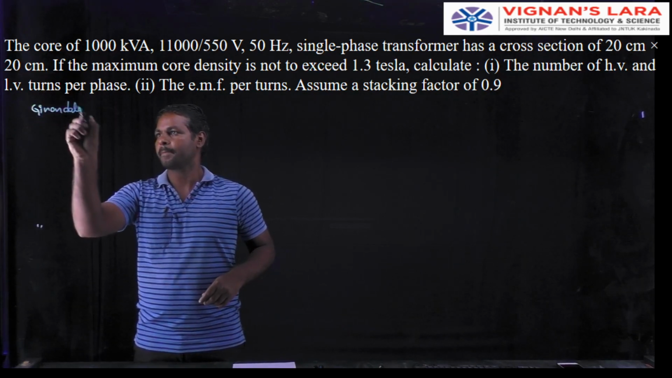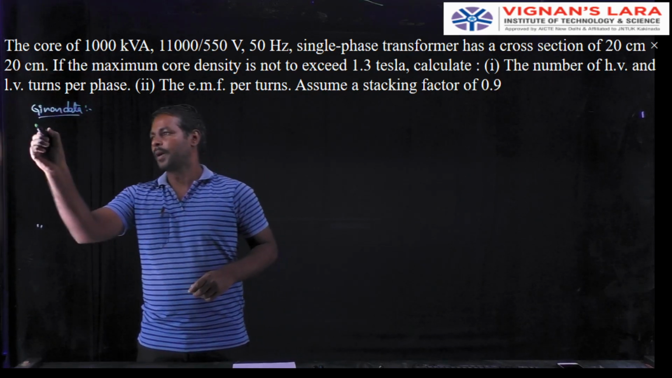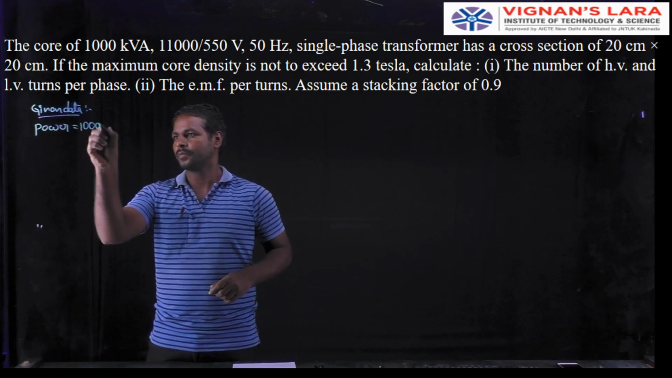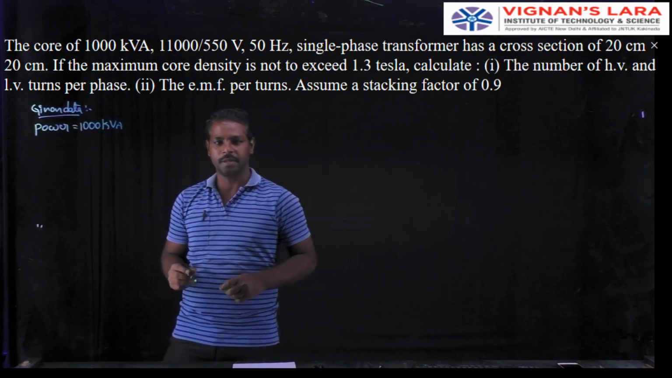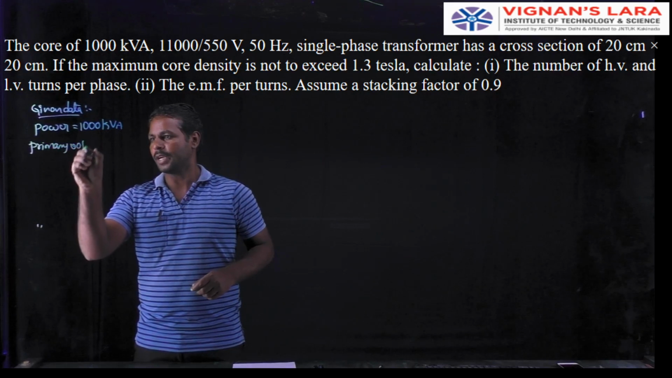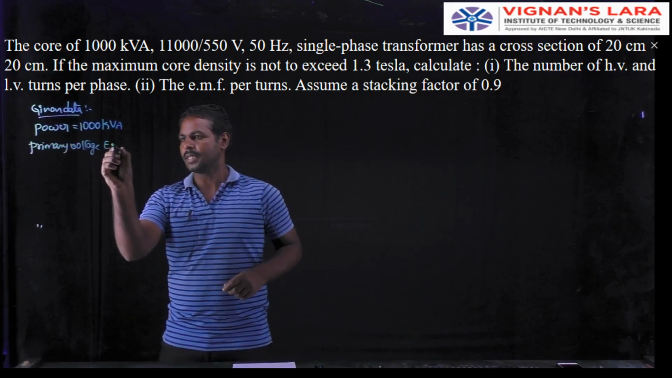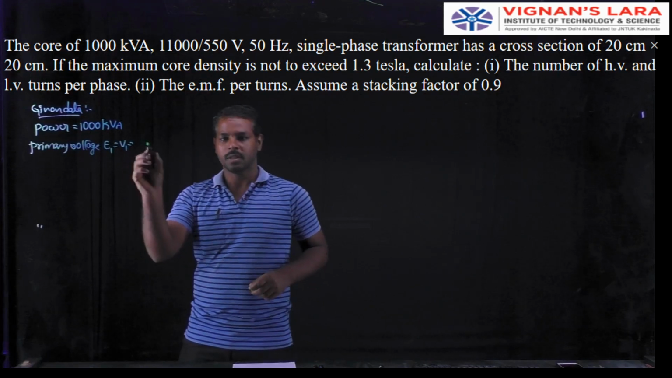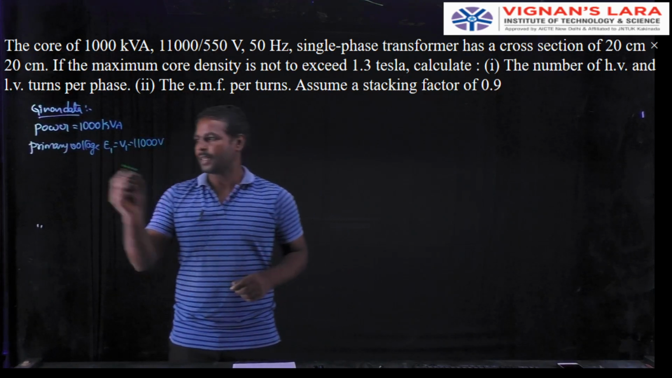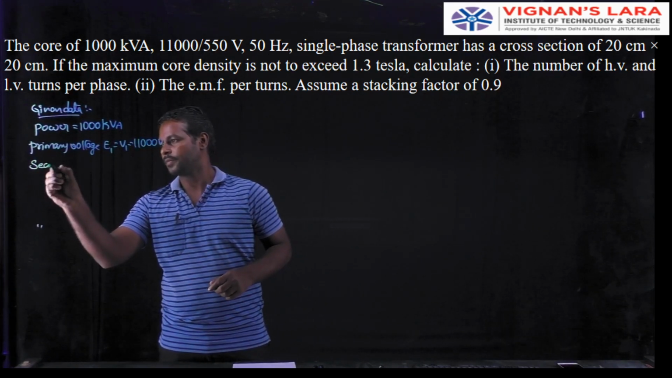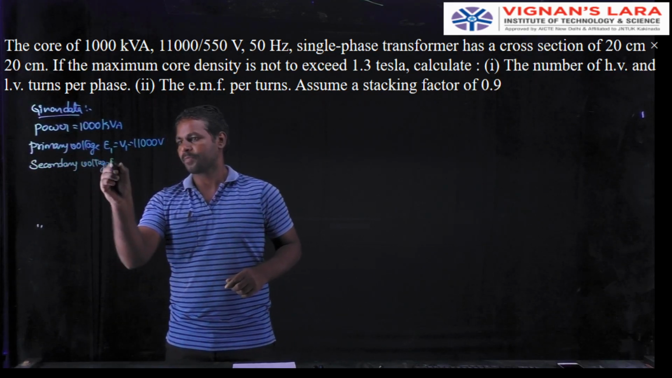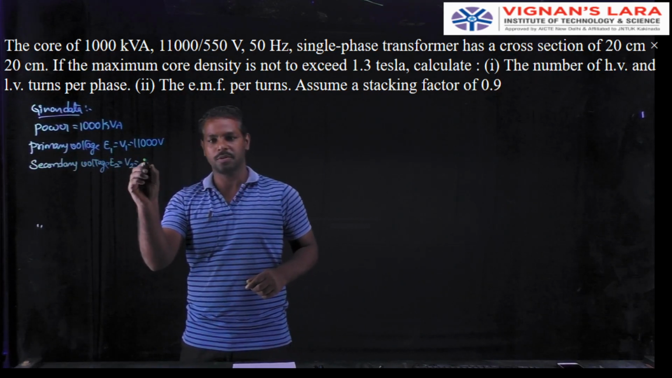Given data. Power is equal to 1000 kVA. Primary voltage E1 is equal to V1 is equal to 11,000 volts. Another one is secondary voltage. Secondary voltage E2 is equal to V2 is equal to 550 volts.